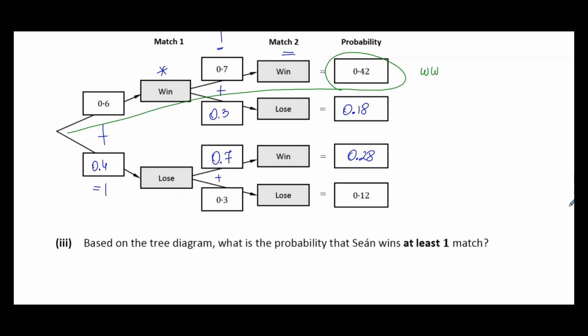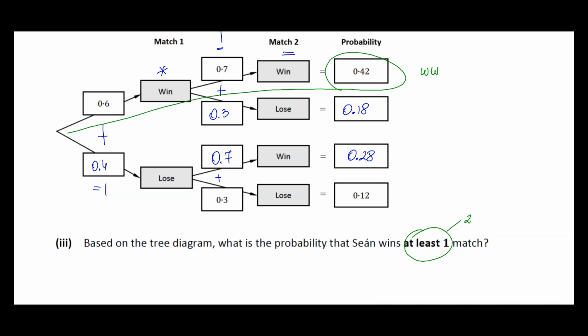Now, so we've done that part. We have one more part to do. Based on the tree diagram, what is the probability that Sean wins at least 1 match? So he wins at least 1, but he could win 2 as well, because it's at least 1.